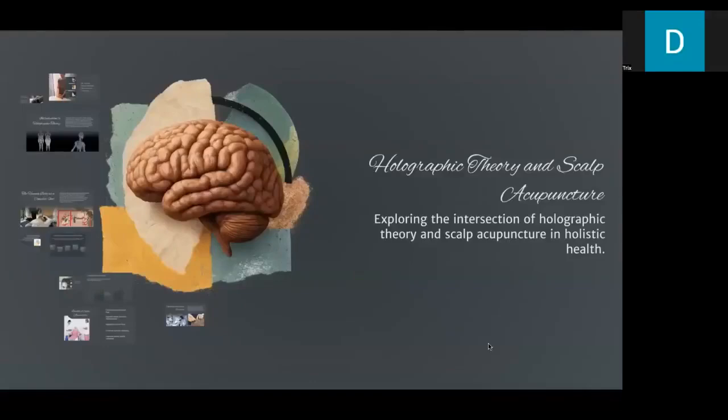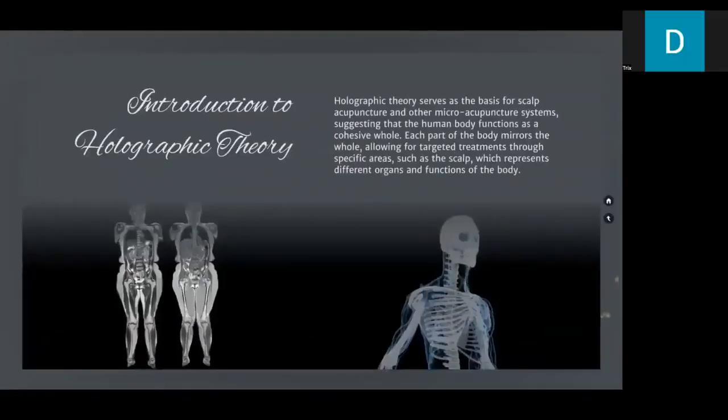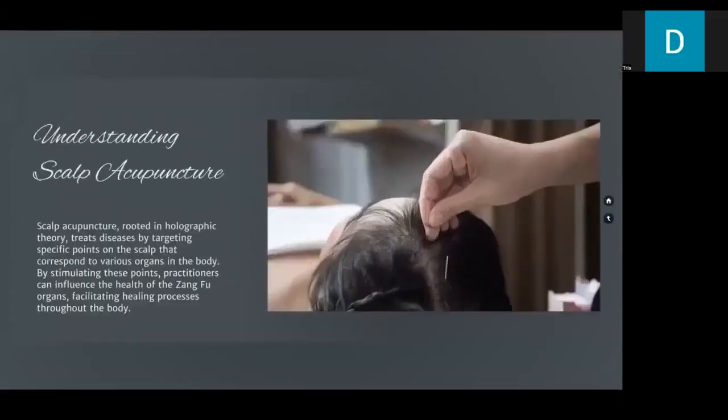Let's discuss holographic theory and scalp acupuncture, exploring the intersection of holographic theory and scalp acupuncture in holistic health. Holographic theory serves as the basis for scalp acupuncture and other microacupuncture systems, suggesting that the human body functions as a cohesive whole. Each part of the body mirrors the whole, allowing for targeted treatments through specific areas such as the scalp, which represents different organs and functions of the body.